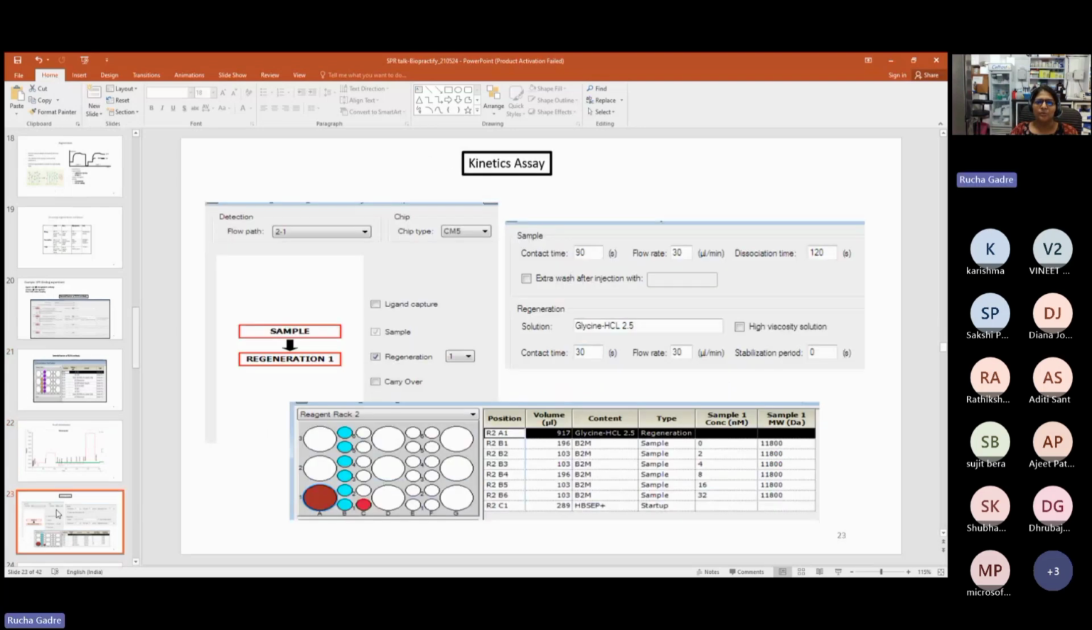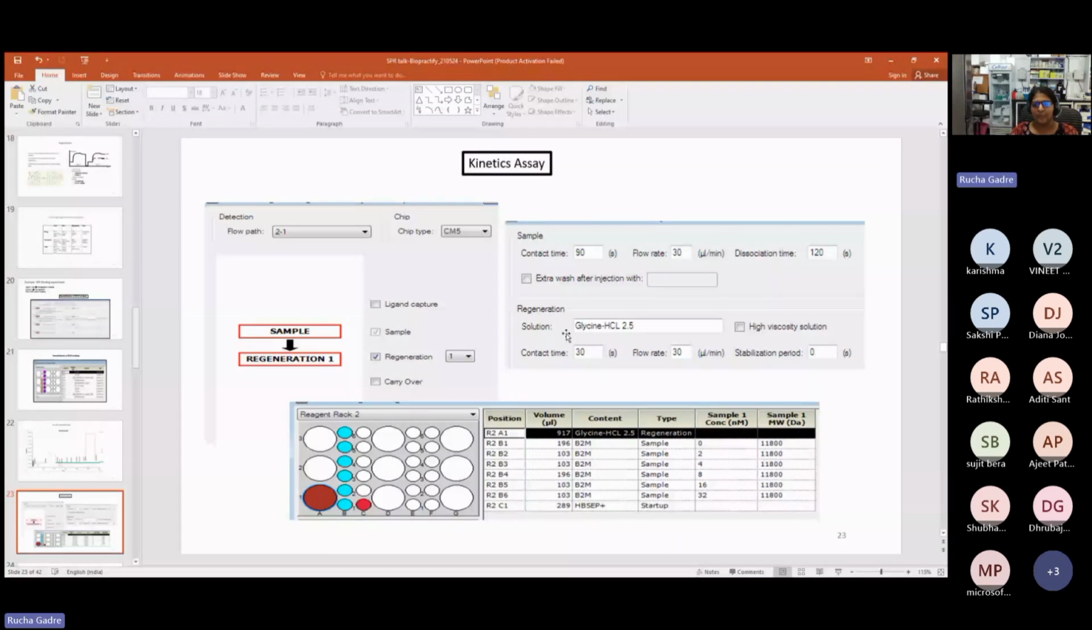So after immobilization, we are going to set up a kinetic assay. In the kinetic assay, the contact time, the flow rate, and the dissociation time we need to optimize every time for your new experiment. Also, we will need to optimize the regeneration condition, the contact time and flow rate, everything. So these are the optimizations you will be doing every time.